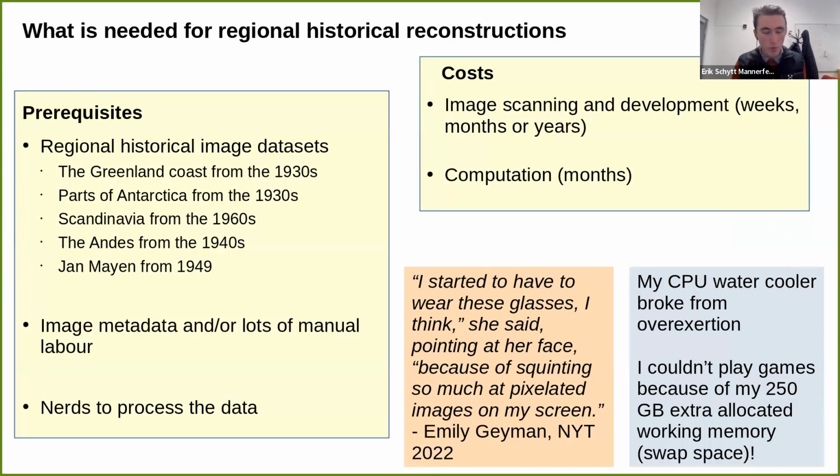So if we want more of these, well, what do we need? Well, first, we obviously need the data. And there's a lot of data from different places. For example, the coast of Greenland and parts of Antarctica were covered in the 30s by Denmark and Norway and some other countries. In Scandinavia and the Andes and Jan Mayen, there are beautiful looking aerial images.